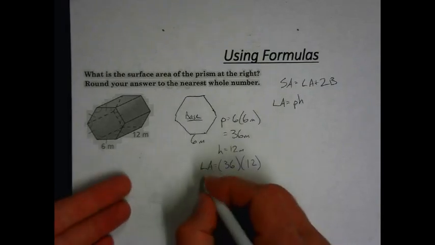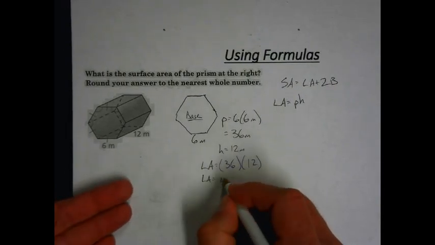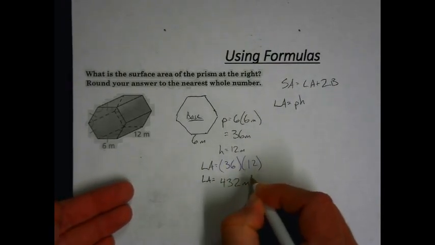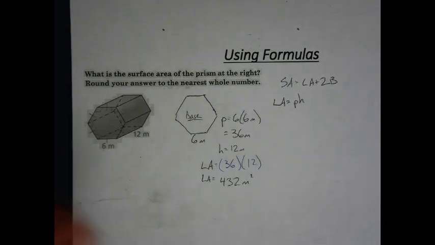So we know our lateral area is, what did I say, 432? I did, okay. 432 square meters. That is our lateral area. The lateral area is just around the side.